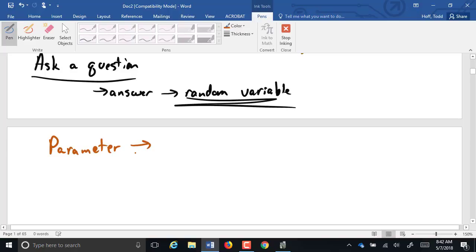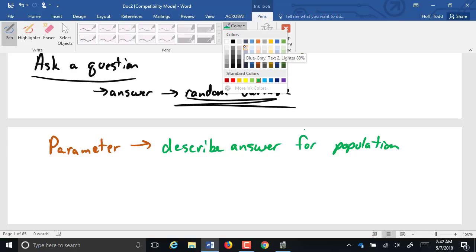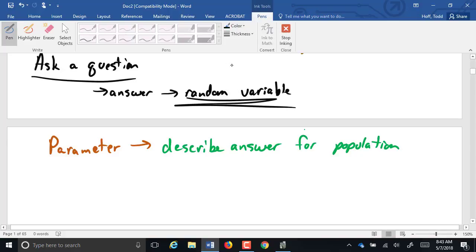A parameter is describing that answer for the population. Now, again, we're not going to call every member of that population and ask them who they're going to vote for. It's not very practical. But if we waited until after the election and we said, hey, 57% of the people who voted, voted for candidate A, that's a parameter. It describes the population in terms of that question we were going to ask. It answers that question for the whole population.